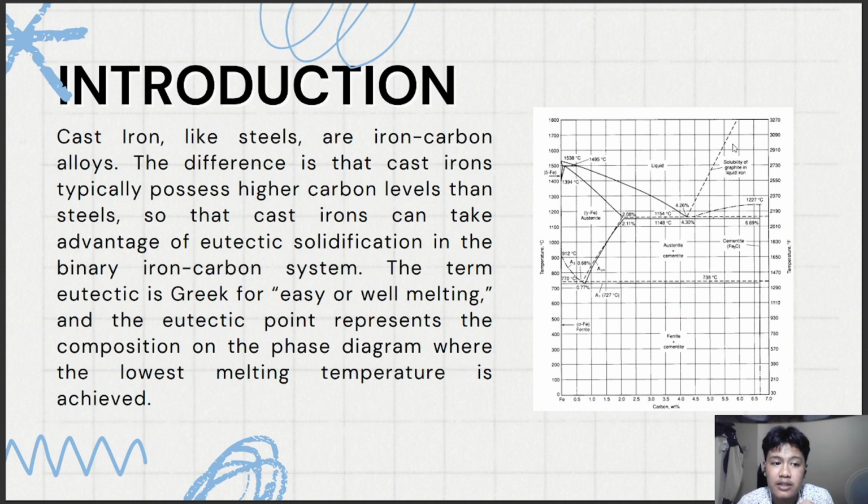Cast irons, like steels, are iron-carbon alloys. The difference is that cast iron typically possesses a higher carbon level than steels, so that cast iron can take advantage of eutectic solidification in the binary iron-carbon system. The term eutectic is Greek for easy or well melting, and the eutectic point represents the composition on the phase diagram where the lowest melting temperature is achieved.